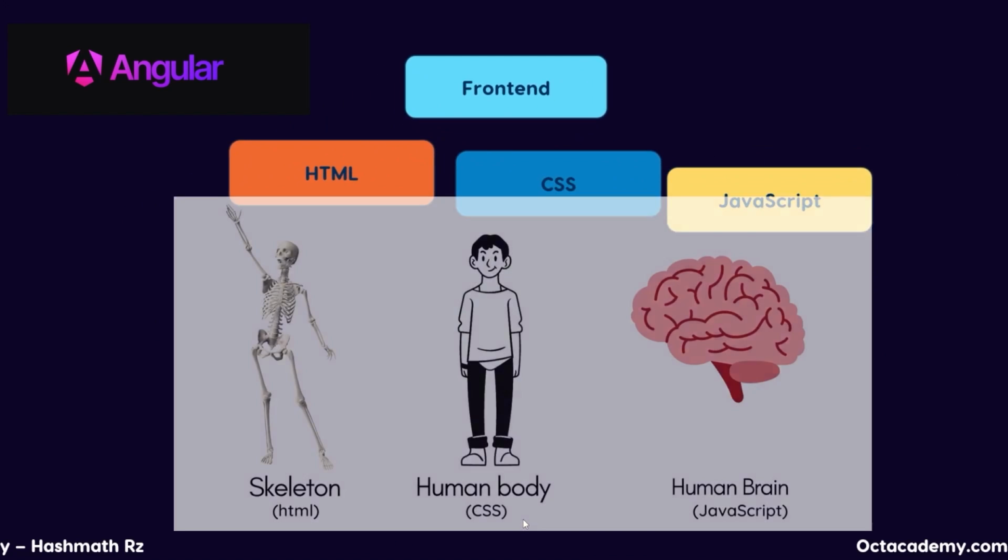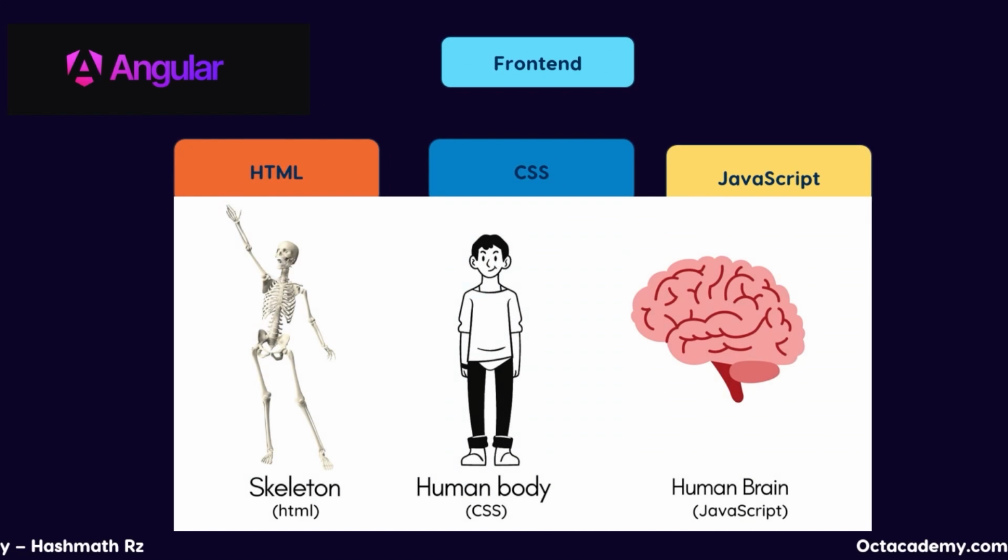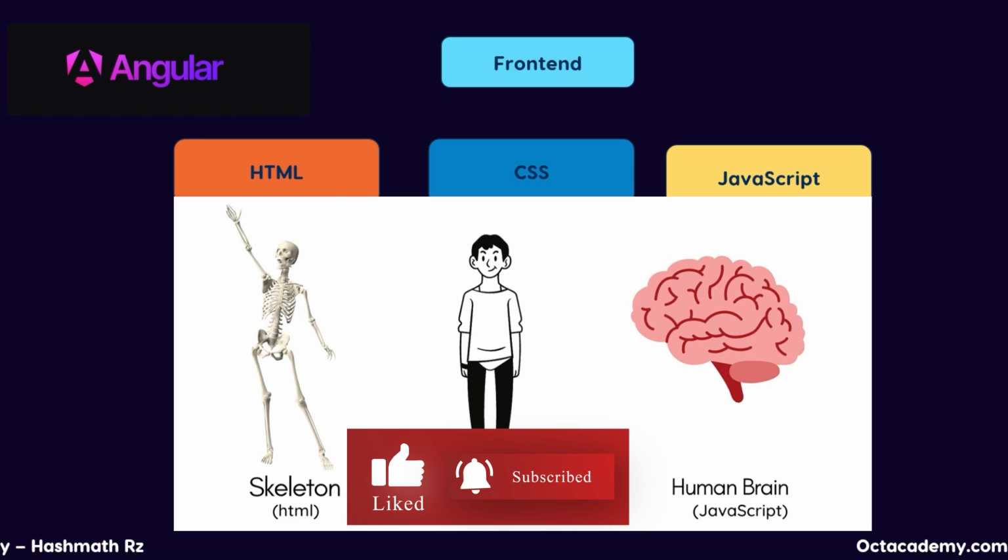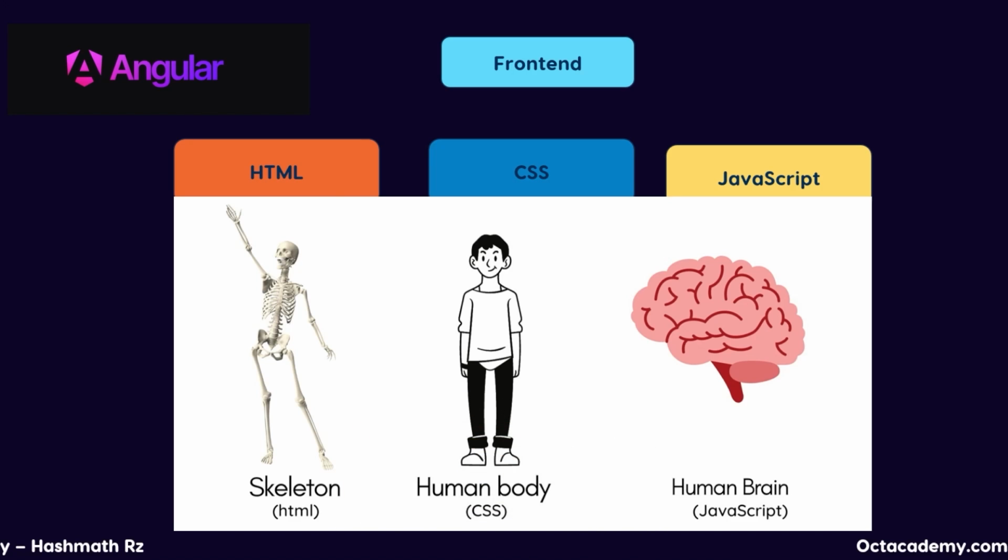Think of this as something like the human body. The barebone or the skeleton structure of a human body is similar to our web page HTML structure. The CSS is something like our skin and our dresses, and JavaScript is like our brain. So in our body, the main command center is the brain, right? So like that, we handle our website commands and the user experience using JavaScript.